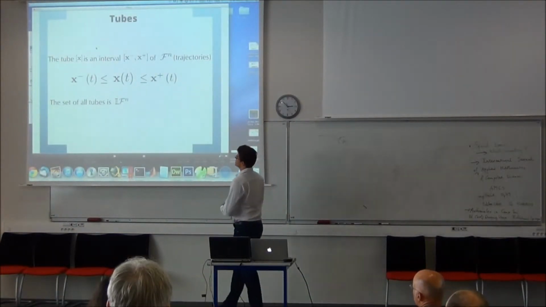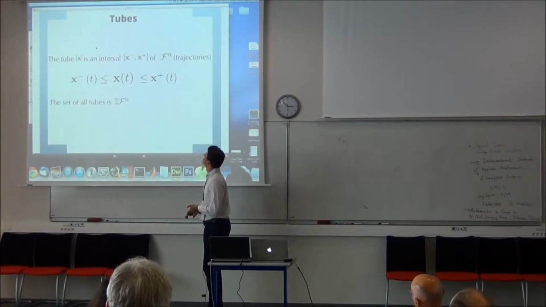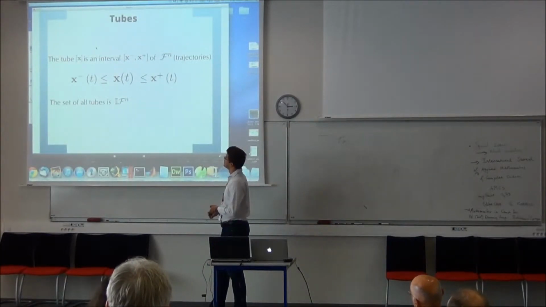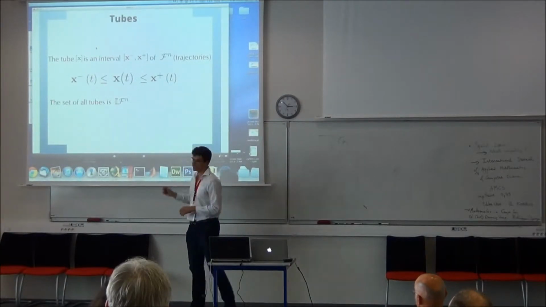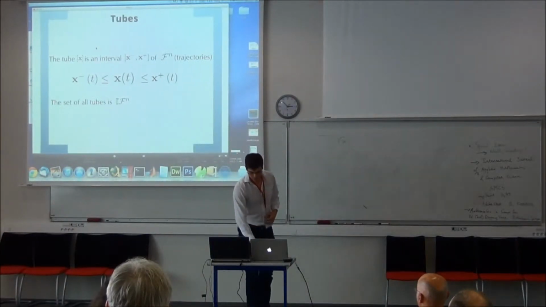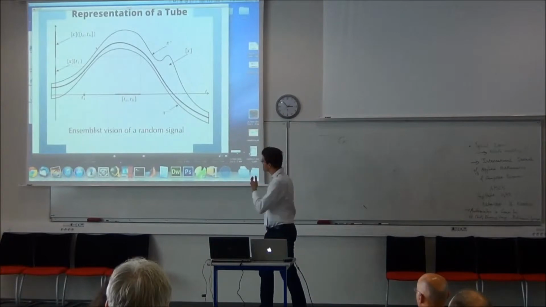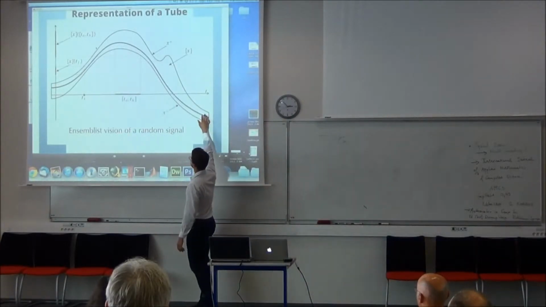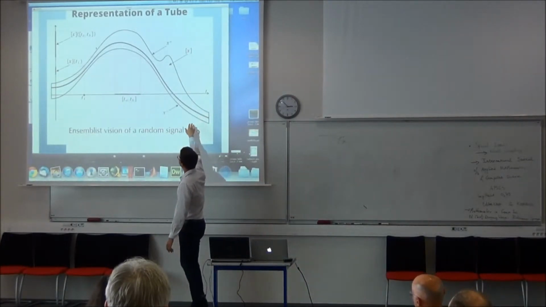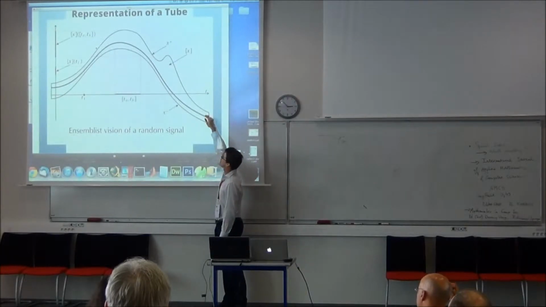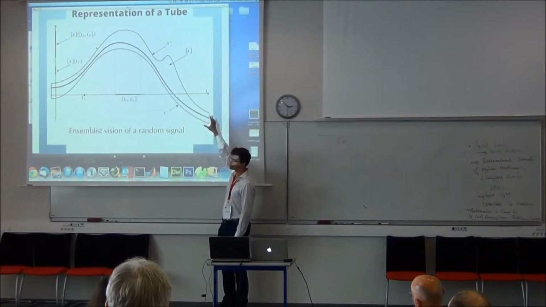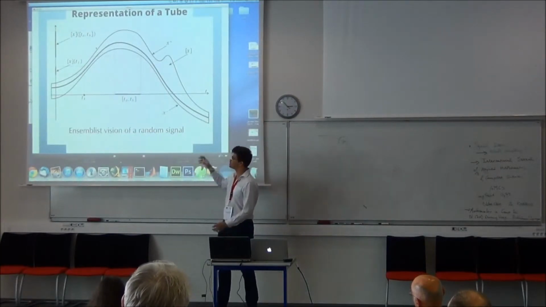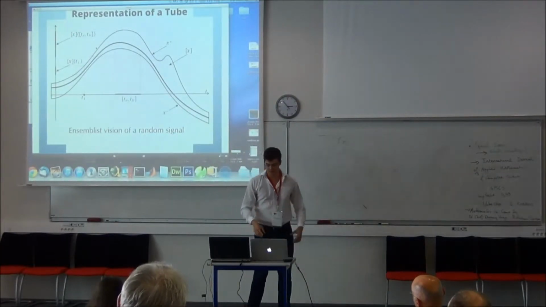The tube [x] is an interval [x⁻, x⁺] of functions, such that x⁻ is inferior to x⁺. So to represent this, we have a trajectory or a random signal x, and we have an upper bound function x⁺ and a lower bound function x⁻, which enclose the signal. This is an assembled version of a random signal.